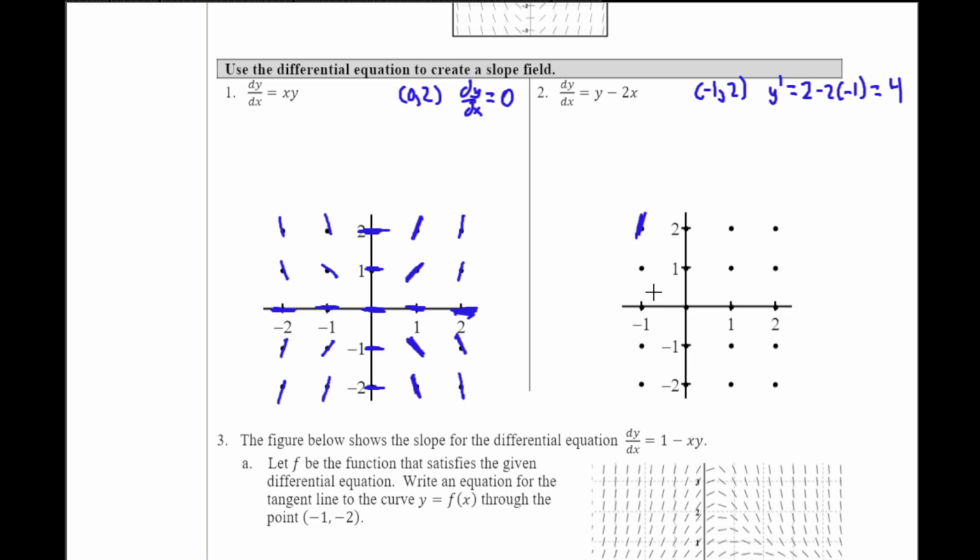You can pause the video and try all these out on your own. You should have something like this. Should be pretty straightforward. If you have questions, please ask your teacher or ask a classmate for help. But you're just plugging in the coordinates of the point into the derivative, the differential equation here, to find what the slope should be.